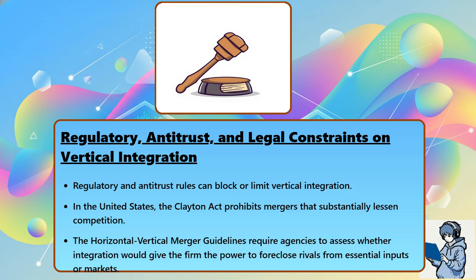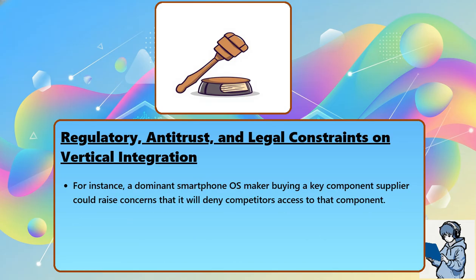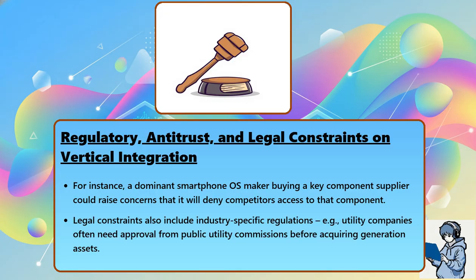The horizontal-vertical merger guidelines require agencies to assess whether integration would give the firm the power to foreclose rivals from essential inputs or markets. For instance, a dominant smartphone operating system maker buying a key component supplier could raise concerns that it will deny competitors access to that component. Legal constraints also include industry-specific regulations. For example, utility companies often need approval from public utility commissions before acquiring generation assets.